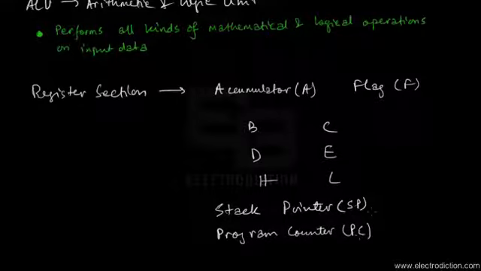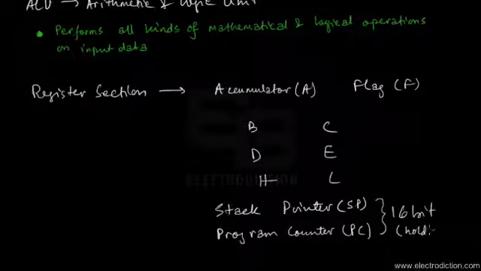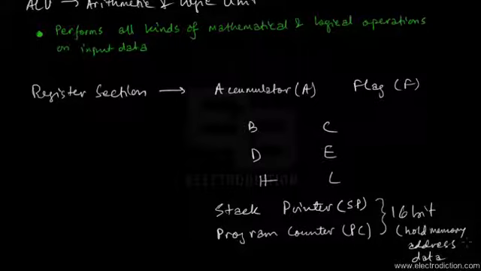Now you know that the stack pointer and program counter registers are both 16-bit registers. They can hold 16-bit data. Actually, they hold memory location data, so they are used to hold memory addresses. I'm just going to write that down over here. So this is a bit of recapitulation in this video, as well as an introduction to what the inside of the 8085 actually looks like.